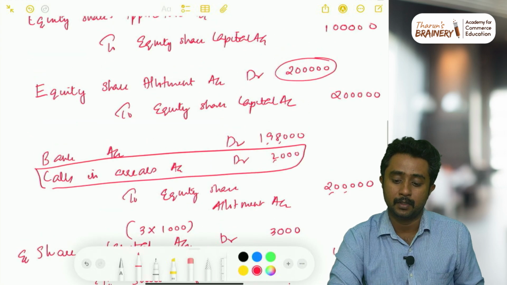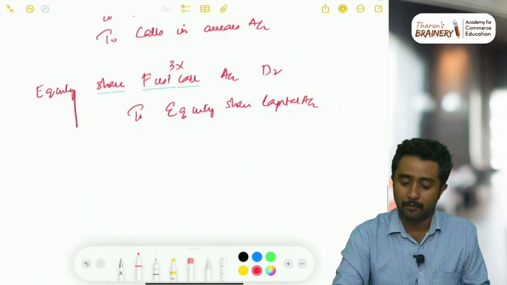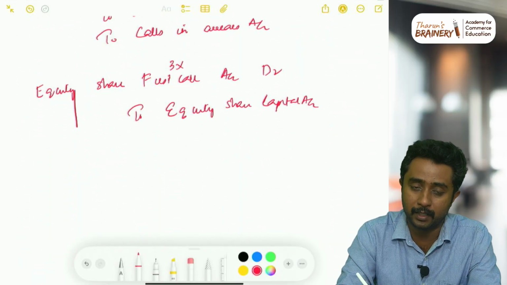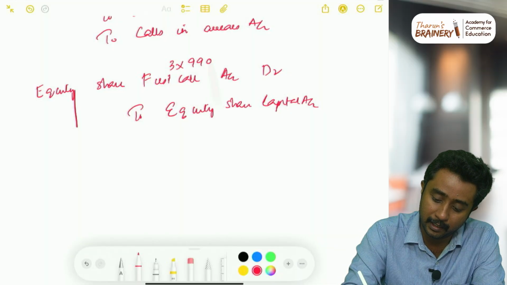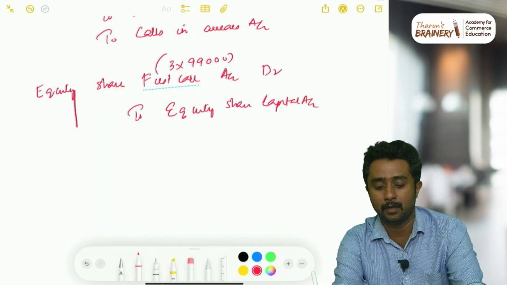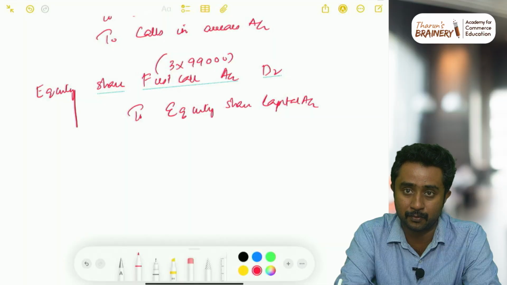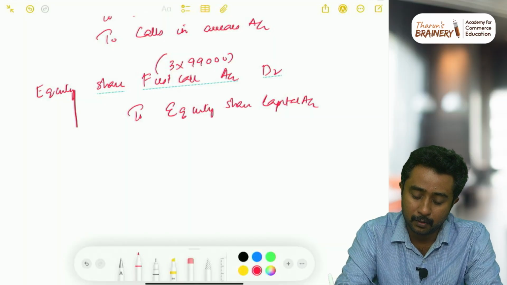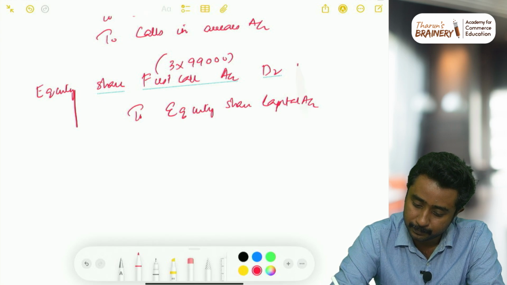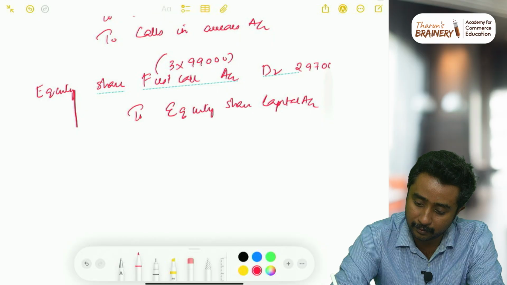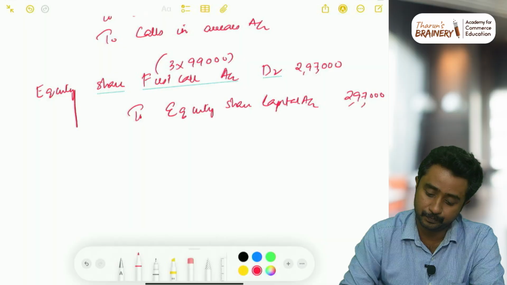It means allotment money due. Whenever we did that, we were considering this 1 lakh shares here. But here we are not considering 1 lakh because already we have forfeited the shares which belong to Ramesh, which was 1000. So now we are considering only 99,000 shares. When you are making the first call, we should consider only 99,000 shares. Because of this reason only I have chosen this question for today's discussion. So 3 into 99,000, that only we will be writing. So basically it is 2,97,000, which we are recording as first call due.